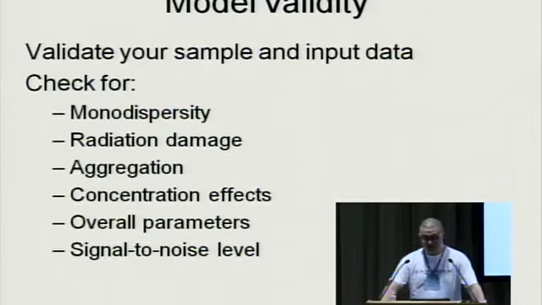So before doing any type of modeling, check for monodispersity, for radiation damage, for aggregation, for concentration effects. Check if the overall parameters, such as the radius of gyration, the molecular weight, the volume, fit your expectations. Check that your data is not too noisy, and only after that can you proceed to actual modeling.